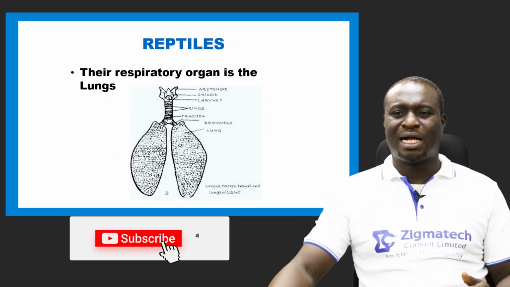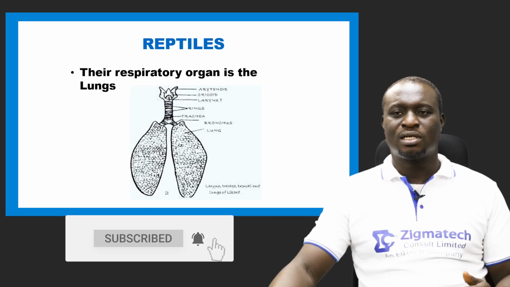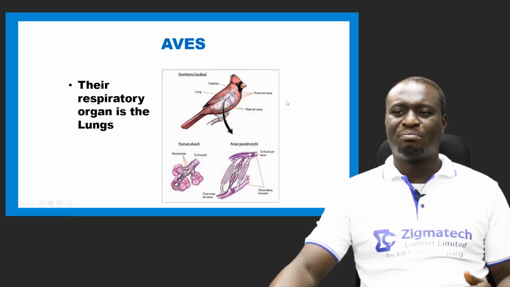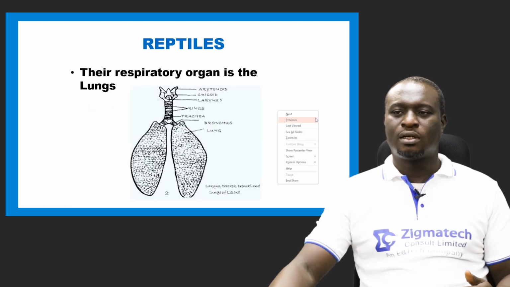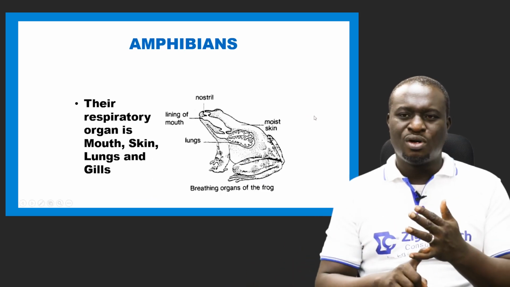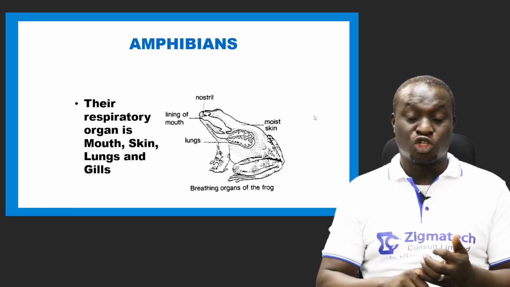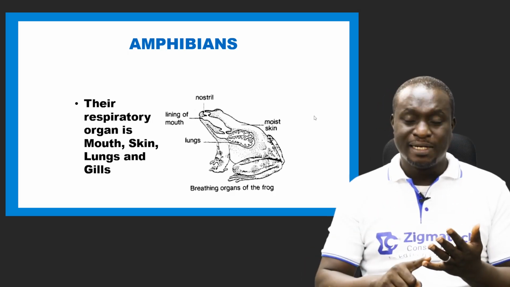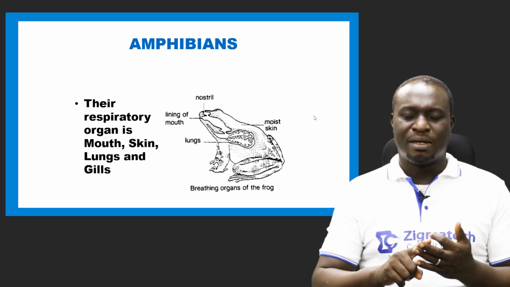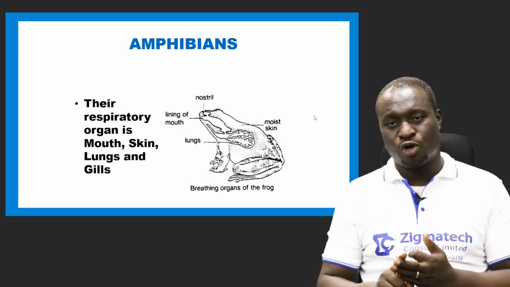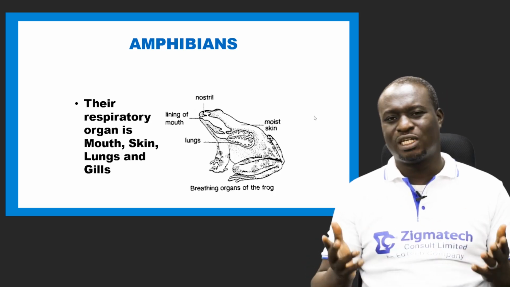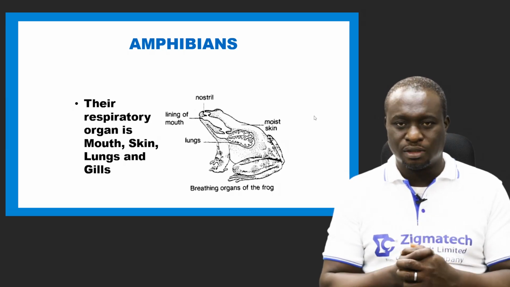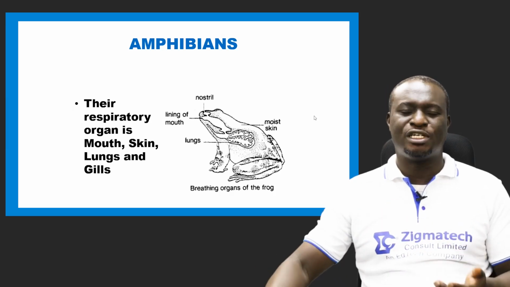Then we also have amphibians. Amphibians' respiratory organ is in several ways. For amphibians, we have the mouth, the skin, and the lungs, mostly for adult amphibians, mostly the toad. For the adult toad, it is the skin, the lungs, and then what? The mouth. These are their respiratory organs. But if it is the young toad, which is called the tadpole, the respiratory organ of the tadpole is the gills. So it respires the same way the fish does.